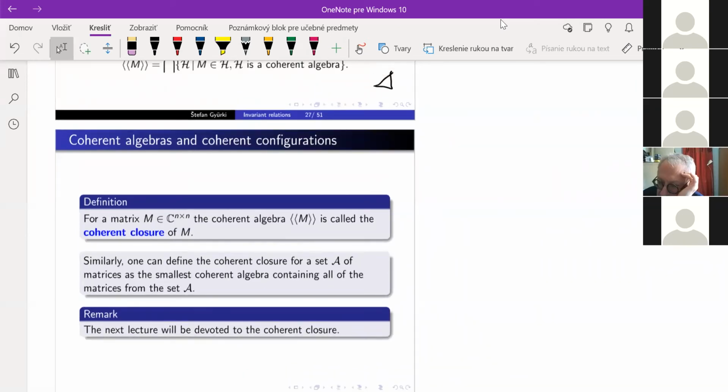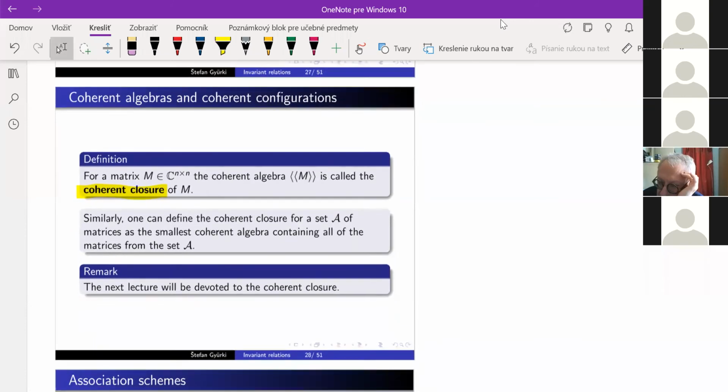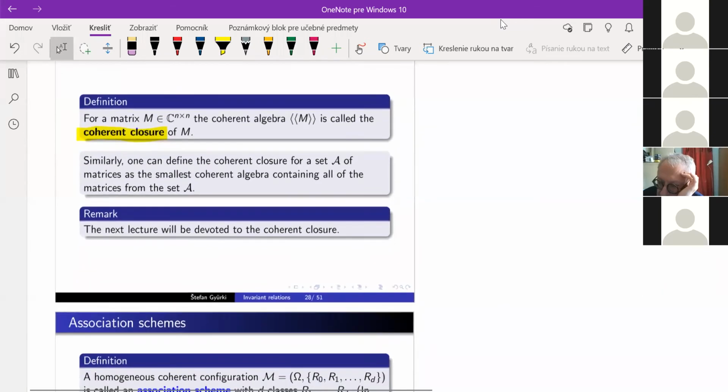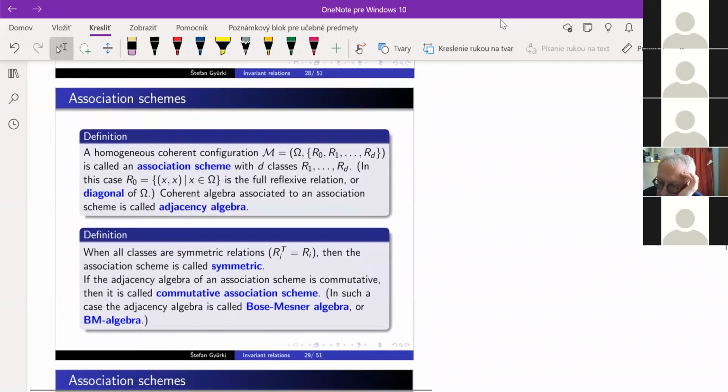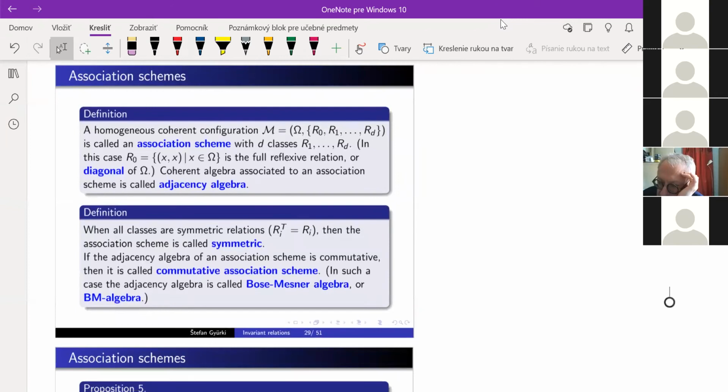So this smallest coherent algebra, which is containing the matrix M, is called coherent closure, and it is also interesting when you have not a single matrix but a set of matrices. So everything works perfectly, and we will see it on the next lecture. But now let's continue with the combinatorial object, which is called an association scheme.